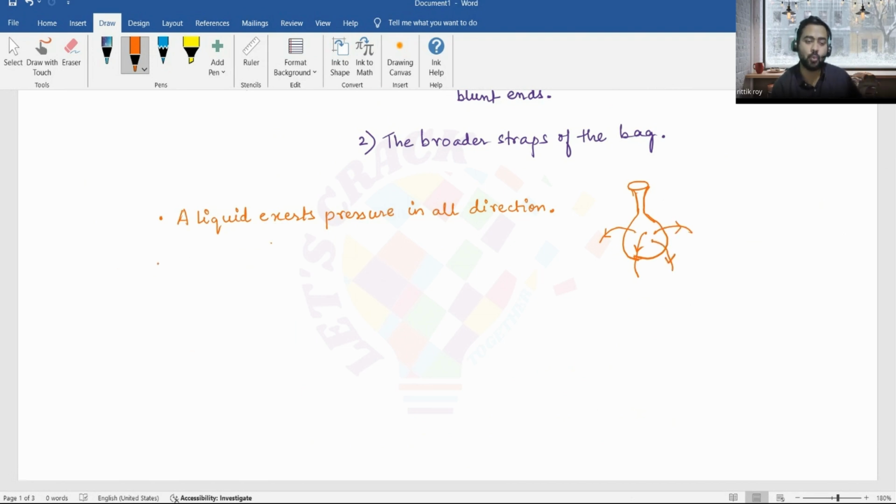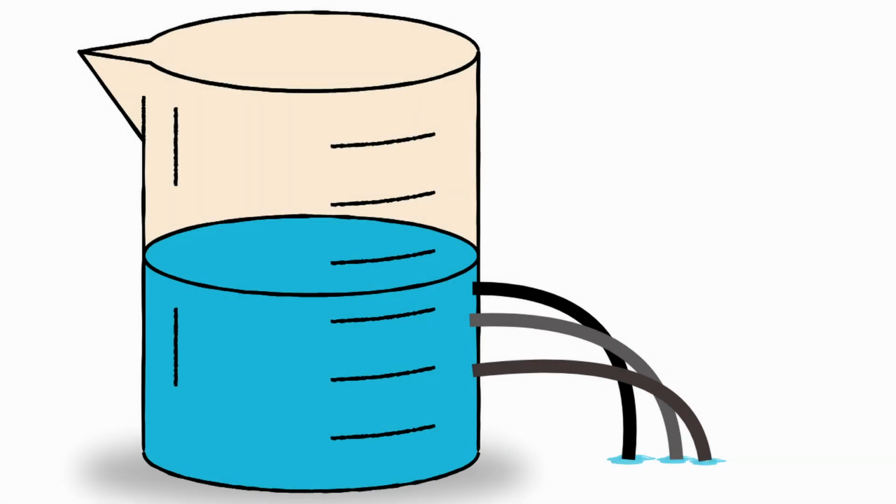And what happens with depth? With depth, liquid pressure increases. Liquid pressure increases. So how can we explain this?